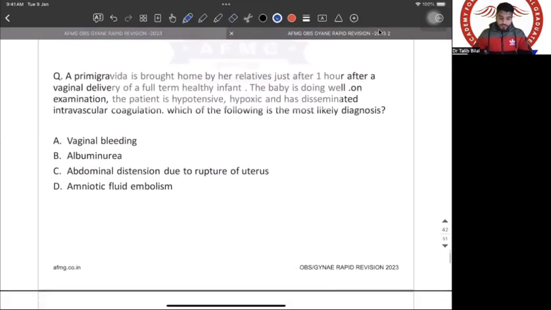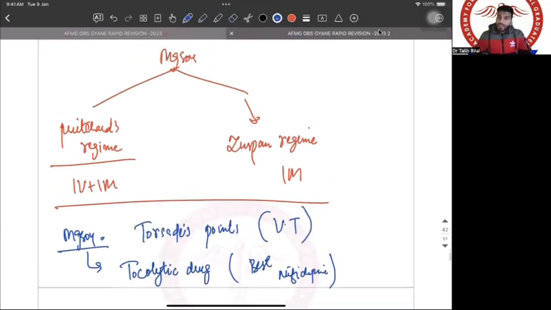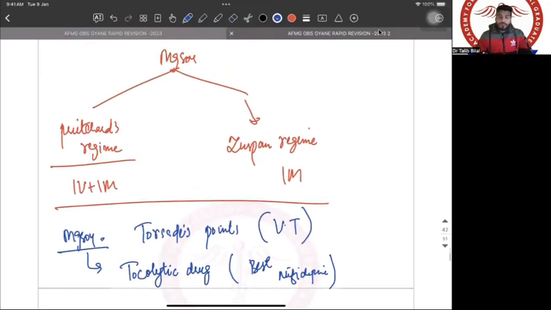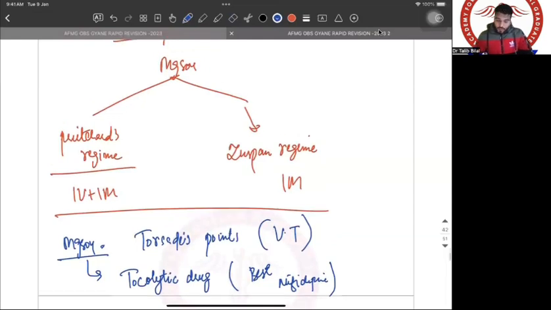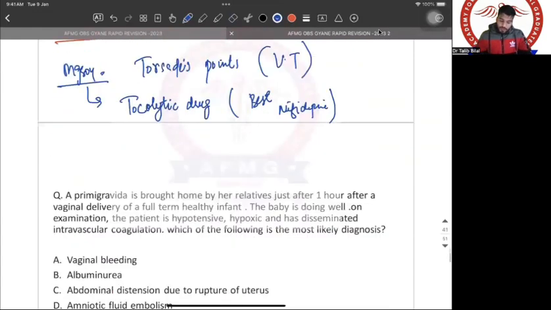Then the next question, my dear students, a primary gravida, and you already know, guys, about the antidote of the toxicity. The first symptom will be the sluggish knee reflex or the loss of deep tendon reflex, and the antidote will be calcium gluconate. Signs and symptoms of toxicity start when the dosage is more than 10 milliequivalents.